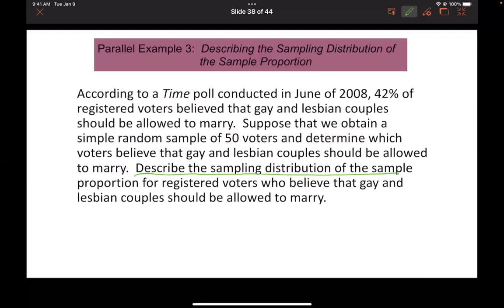And describing it basically means find the mean and the standard deviation. If I tell you to describe a sampling distribution, that's what I'm asking you to do. Find the mean and the standard deviation.